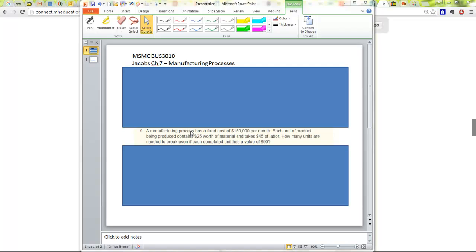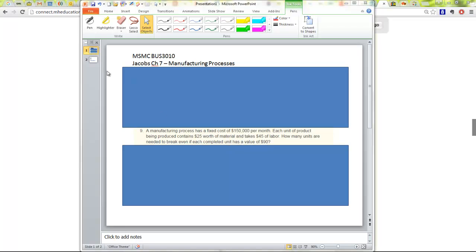A manufacturing process has a fixed cost of $150,000 per month. Just ignore the per month part. That doesn't really take place anywhere inside the solution for this. Just like our last problem 8, just assume that our fixed costs are $150,000. Each unit of product being produced contains $25 worth of material and takes $45 of labor. So all we're going to do is say the combined cost of these two things is $70 per unit. That's your variable cost.